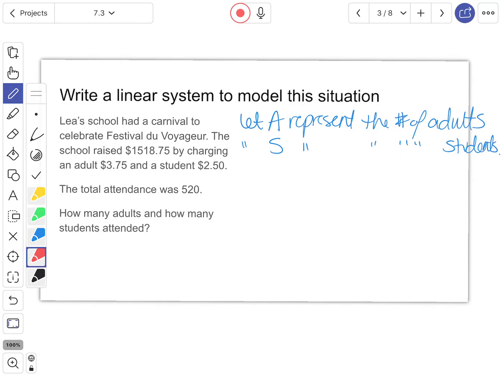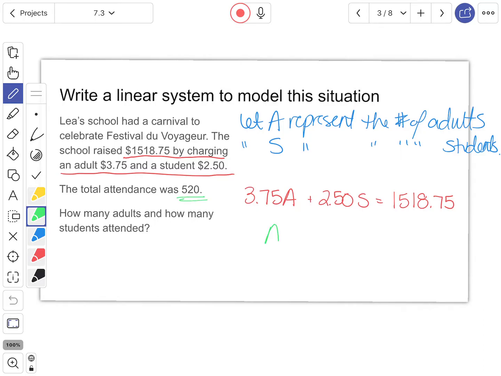So in our information here, we were given information about cost and total profit. So if we said that $3.75 times the number of adults plus $2.50 times the number of students, this should give us the total amount raised there. The attendance was 520, therefore the number of adults plus the number of students is 520 people altogether.